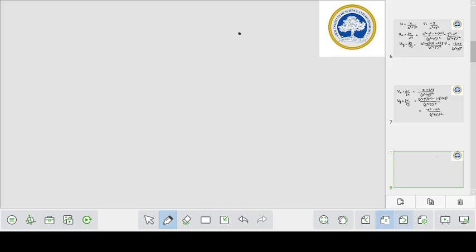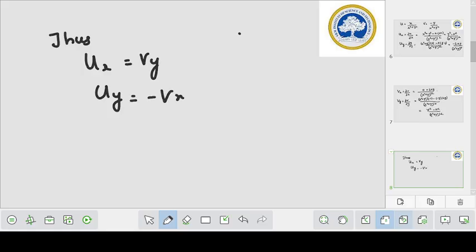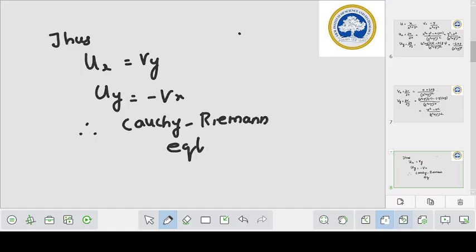Now when you compare, you have ux equal to vy and uy equal to minus vx. So therefore your CR equations, that is the Cauchy-Riemann equations, are satisfied, and therefore the function f of z is analytic.